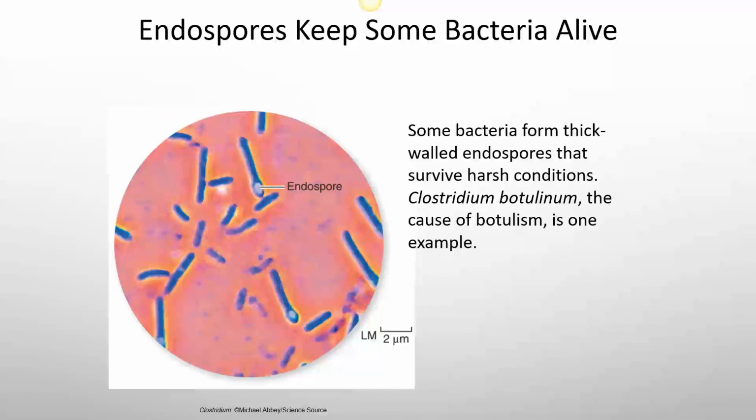Some bacteria form thick-walled endospores that survive harsh conditions. Clostridium botulinum, the cause of botulism, is one example. So this is what happens. When this bacteria starts to dry up, it goes into panic mode. It replicates its genetic material and it produces this endospore. This endospore is like a little seed.